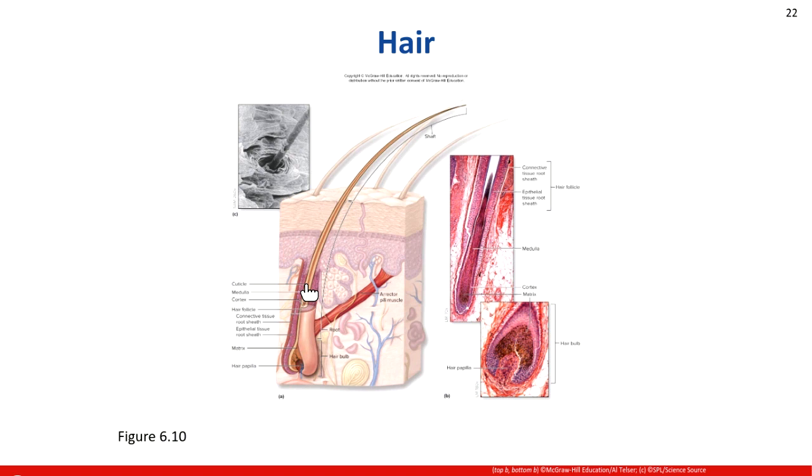That's the cuticle there. And down here in the matrix, this is where the epithelial cells are constantly dividing, and they keep pushing cells upwards. Hence the reason why hair grows out.